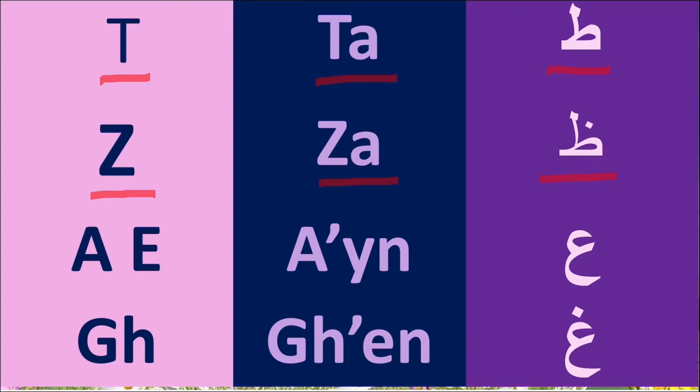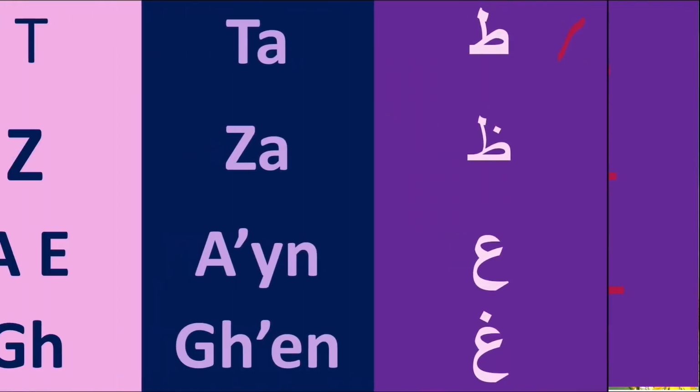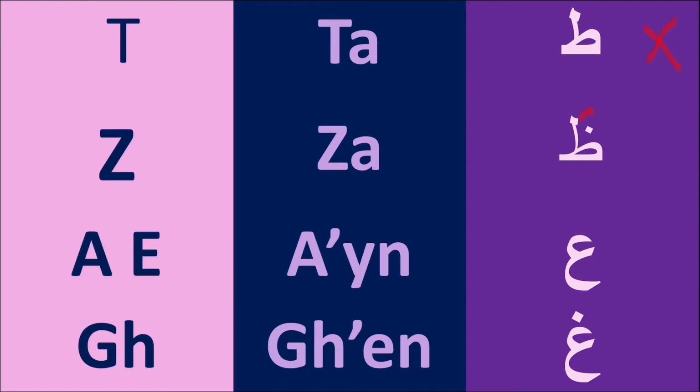Then comes the important letter Ain. In English, we don't have this sound, but somewhat you can say it is similar to AE, Ain. The sound comes from the throat. Ain has no dot. Zo has one dot up. Ain has no dot. Ghain has one dot up.